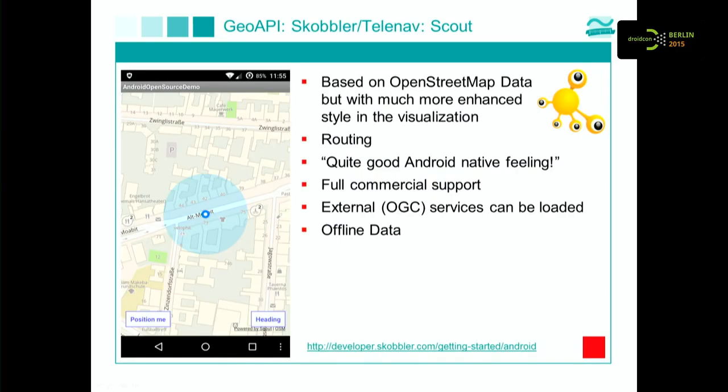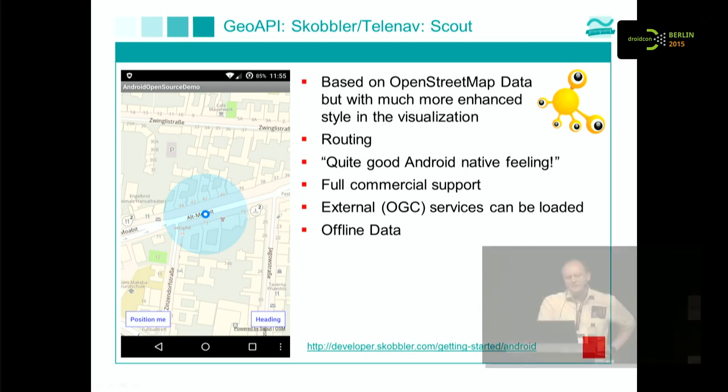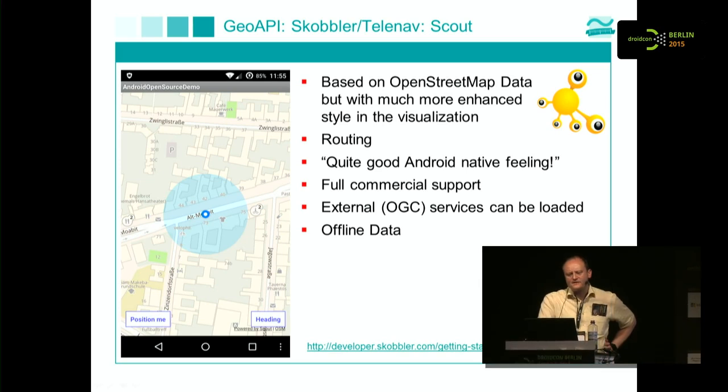Then there's another component from a startup in Berlin, Skobbler, which is now bought by Telenav. This is called Scout. It's a navigation system with routing. It has full commercial support, but it's based on OpenStreetMap data. You can also load external services like OGC services there, but you can also have offline data.